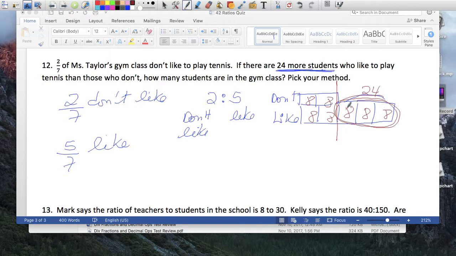And now I want to find out how many students are in the class. Well, the total number of people who don't like to play tennis is 8 plus 8, which is 16. And the people who like is 8, 16, 24, 32, 40. And if I add the don't with the like, it's going to give me 56 students in total. Okay.